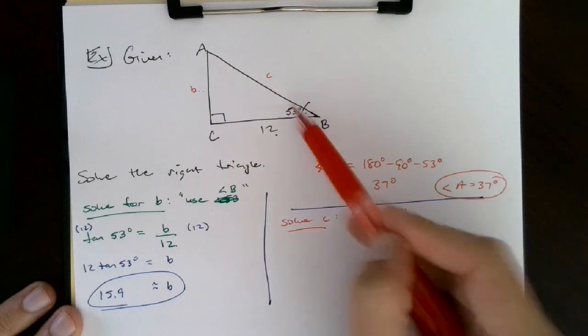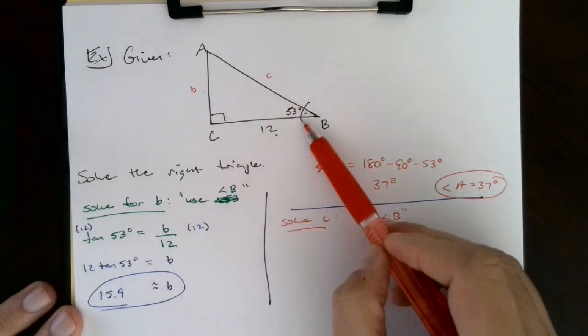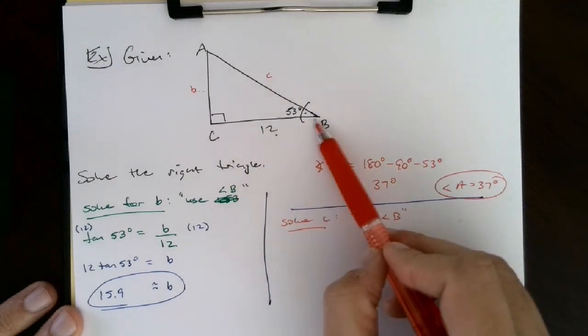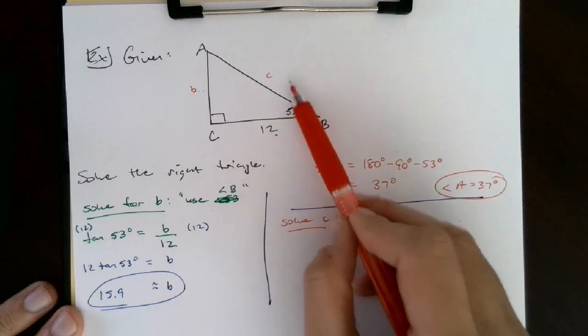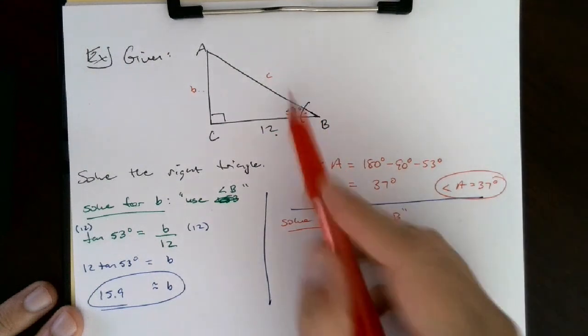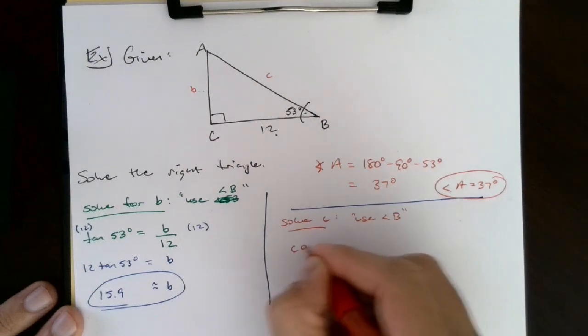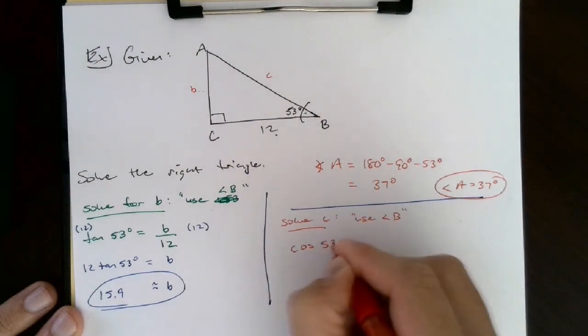And I have to use a side I know. Pretend we never even did that part. What side did I know? They gave me 12. But 12 here is what compared to angle B? Well, that's adjacent. So I'm looking for something that relates the adjacent and the hypotenuse. So what trig function relates the hypotenuse and the adjacent? Well, that's cosine. So I'm going to take the cosine of 53 degrees.